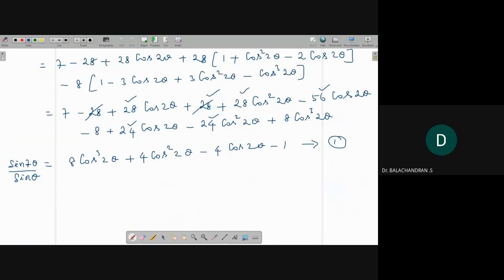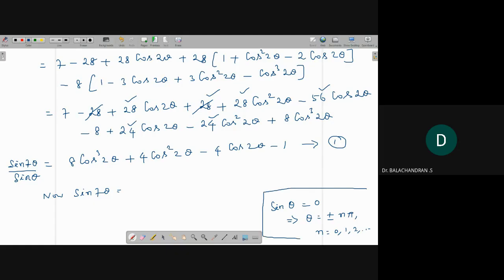Okay, so now, first I don't want to go to sine 7 theta. First sine theta equal to 0 implies theta equal to n pi, plus or minus n pi. Is it correct? Yes, sir. So n equal to 0, 1, 2, 3, and so on.